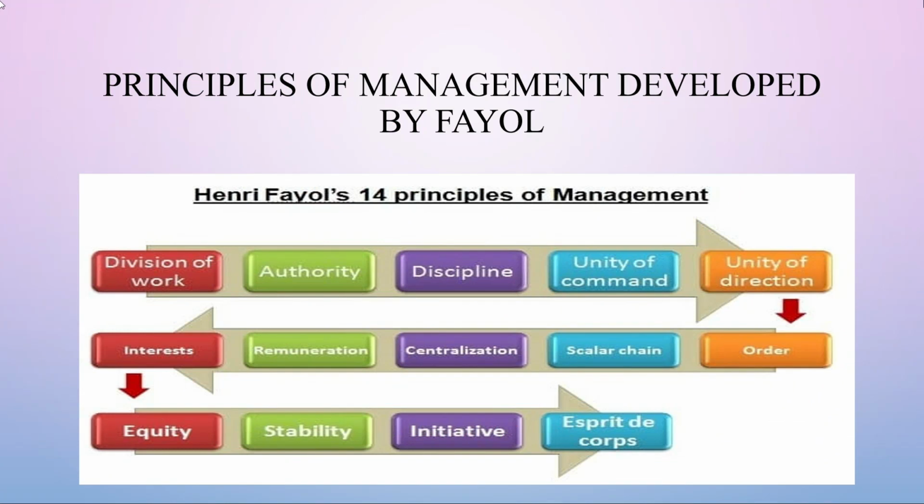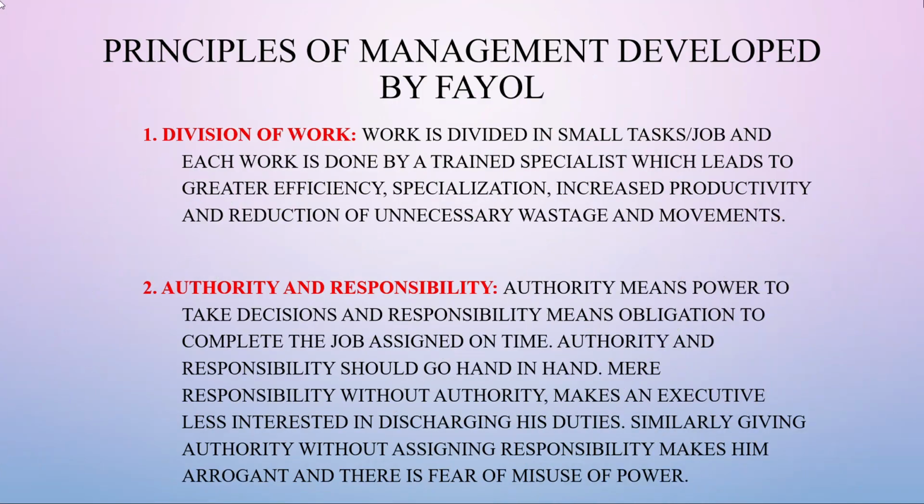Now let us list down these 14 principles, which start with division of work, authority, discipline, unity of command, unity of direction, order, scalar chain, centralization, remuneration, interest, equity, stability, initiative, and esprit de corps. Now let us talk about each of these principles in detail. So the first principle is division of work.